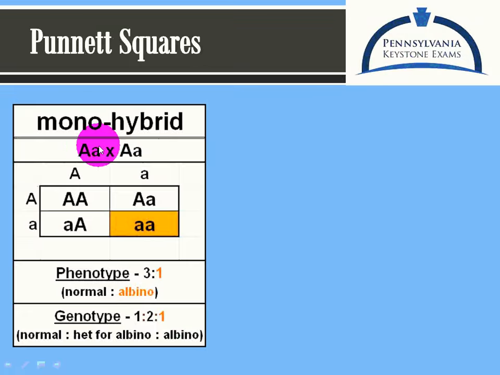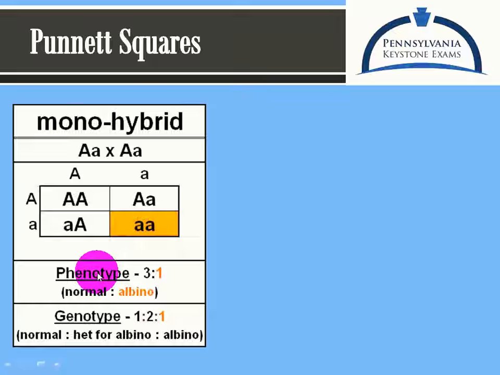So again, if this is my parent, I split it into the possible combinations along the top, and my second parent, I split it into the possible combinations along the side. What I then do is I fill in the box of the offspring. So this offspring is homozygous dominant, they will show the dominant trait. This offspring is heterozygous. This offspring is heterozygous, and this offspring here is homozygous recessive.